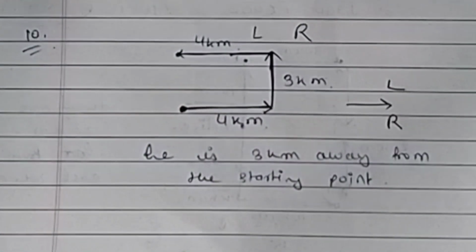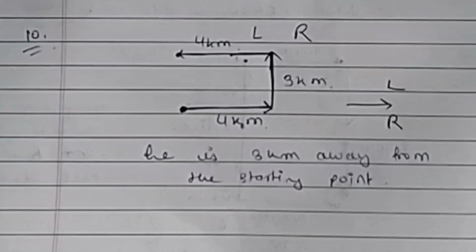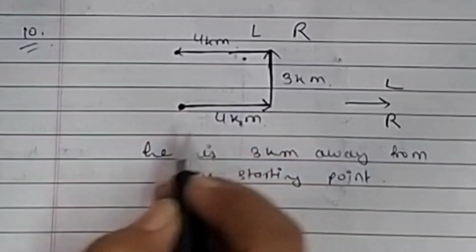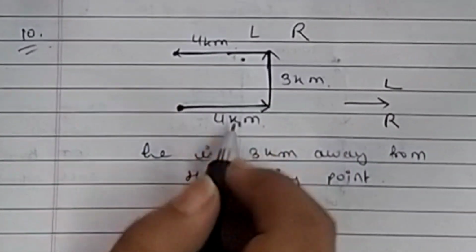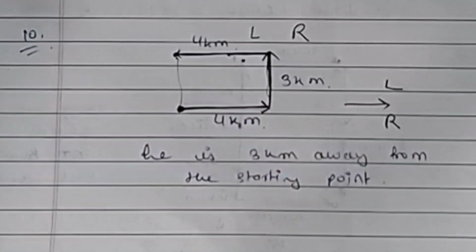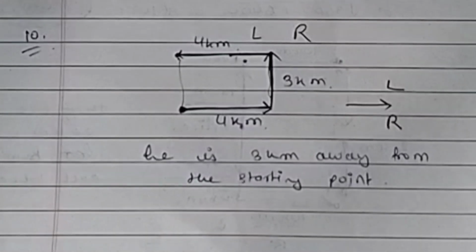How far is he now from the starting point? Which is very simple. He is now 3 kilometers away from his starting point, because this distance is equal to this one. So obviously this will equal this, and hence we can say that he is 3 kilometers away from the starting point, which is our option number B.